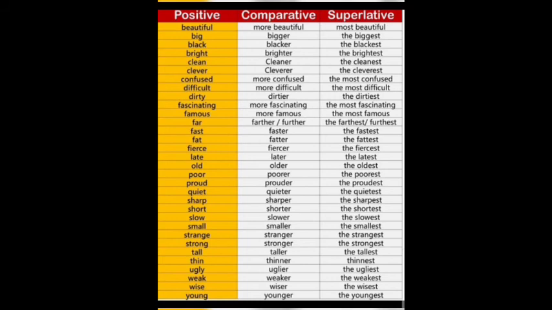Beautiful, more beautiful, most beautiful. Big, bigger, the biggest. Black, blacker, the blackest. Bright, brighter, the brightest. Clean, cleaner, the cleanest. Clever, cleverer, the cleverest. Difficult, more difficult, the most difficult. Dirty, dirtier, the dirtiest.